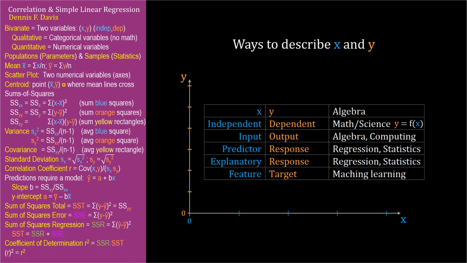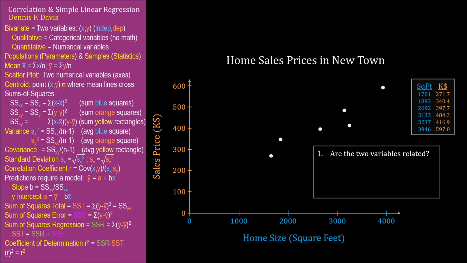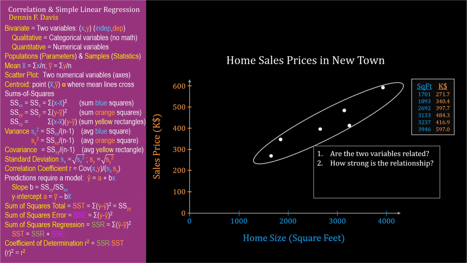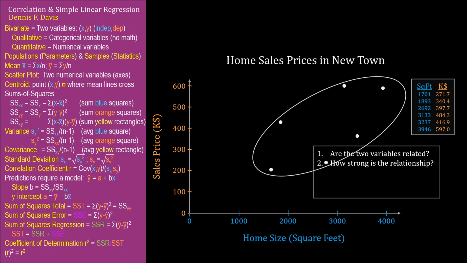Okay, in this video, we'll work towards answering 4 important questions about bivariate data. First, are the two variables related? That is, does increasing or decreasing one tend to correspond to an increase or decrease in the other? If so, how strong is the relationship? Is it a tight, consistent relationship like this? Or a loose, scattered one, like this? How can we quantify the strength?